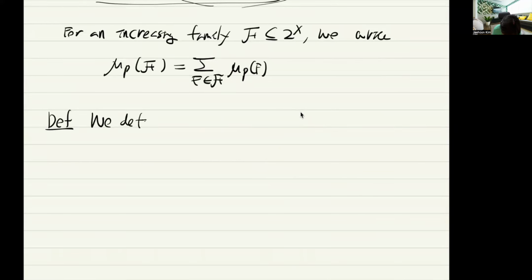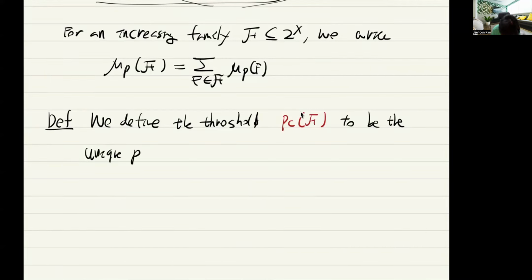So we define the threshold, say p_c of F, for this increasing property to be the unique p that satisfies that mu_p of F is exactly half. Meaning that if you randomly choose a subset, the probability that that subset is in this family F is exactly one half.